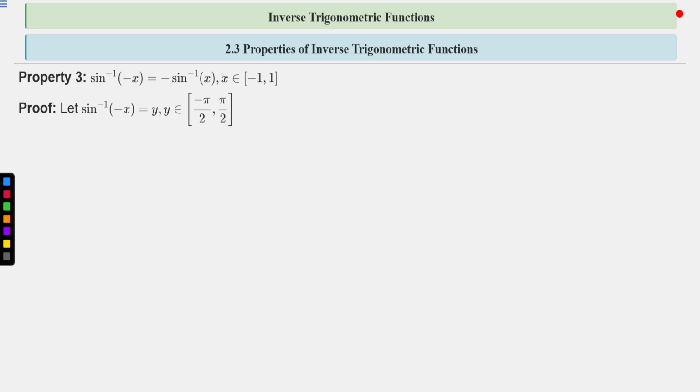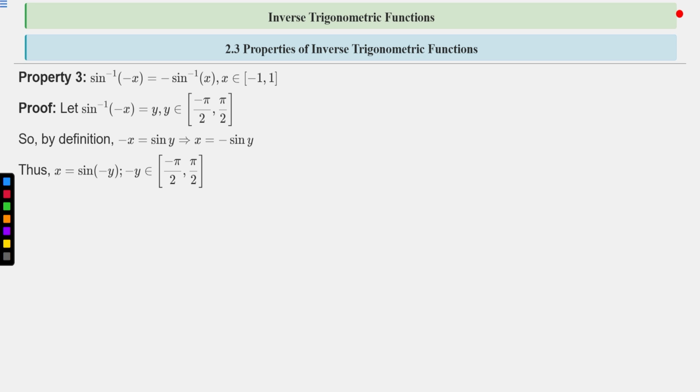Let us prove this. Proof. Let us assume sine inverse minus x is equal to y. So y belongs to minus pi by 2 to pi by 2. By definition, we can say that minus x is equal to sine y. This implies x is equal to minus of sine y. Thus we can say that x is equal to sine of minus y.